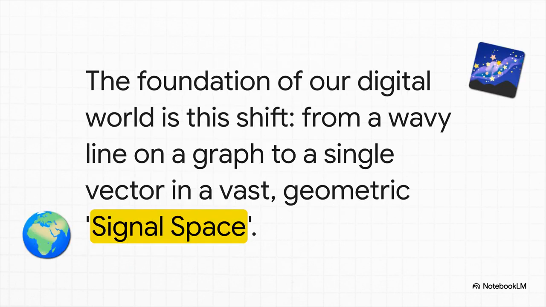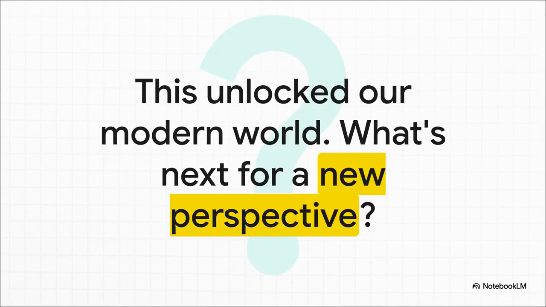And that's really the big takeaway here. Whether we're talking about your Wi-Fi, your cell phone, a GPS signal, the tech works because of this powerful shift in thinking. We stopped seeing a messy waveform and started seeing a single point, a single vector, in this huge geometric universe we call signal space. Thinking of signals as vectors literally unlocked our modern digital world. It kind of makes you wonder, doesn't it? What other huge, complex problems are out there, just waiting for the right analogy, the right change in perspective, to suddenly become simple?